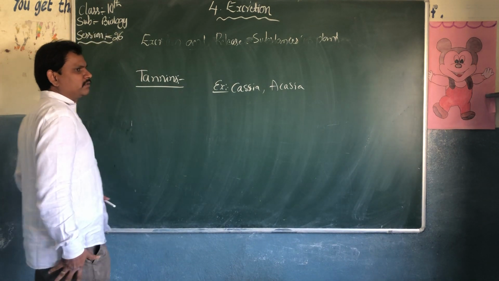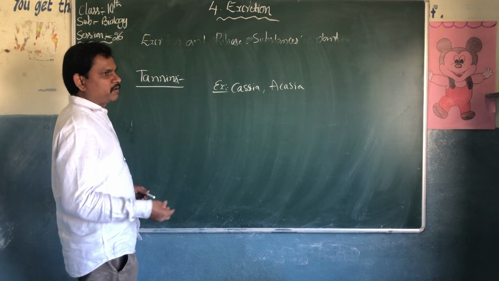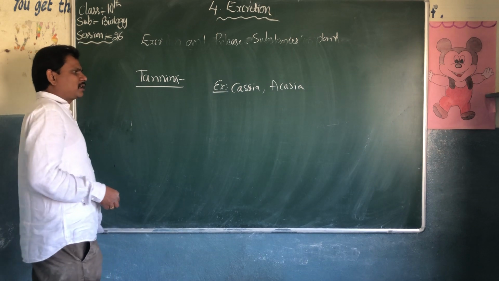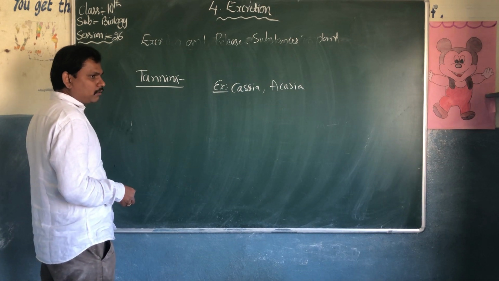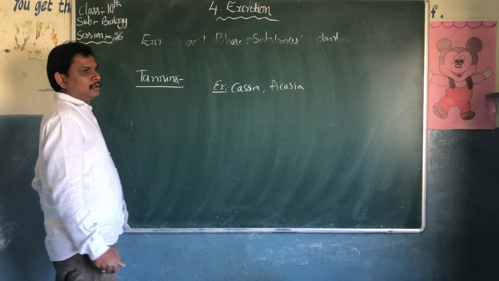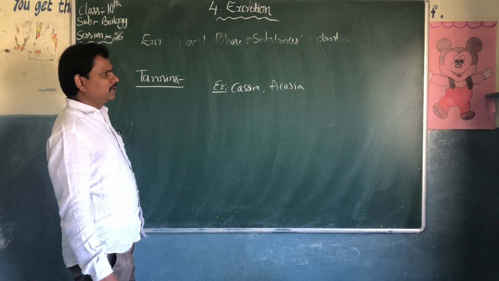The wood is also very important for the preparation of furniture. Tannins are carbon compounds, deep brown in color. They are used in the leather companies.